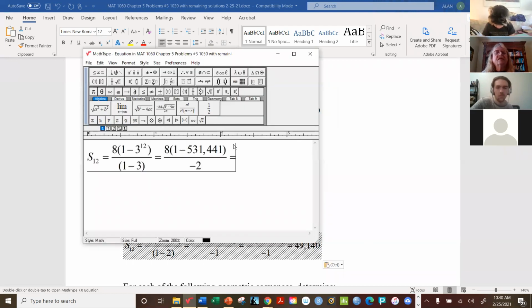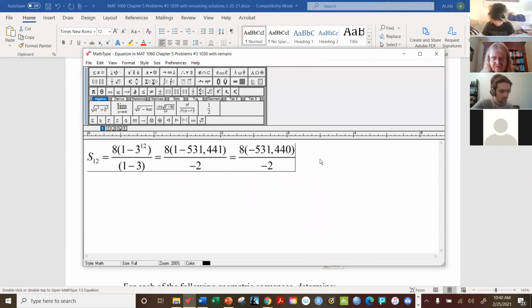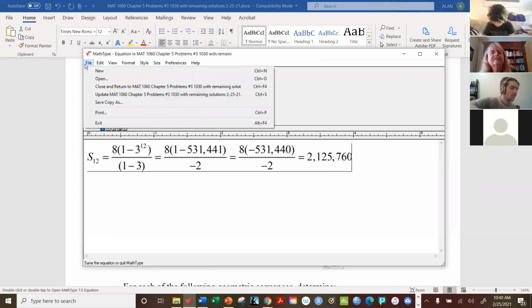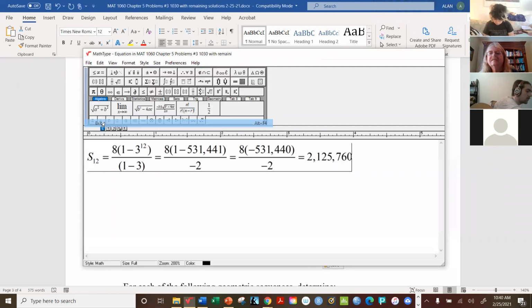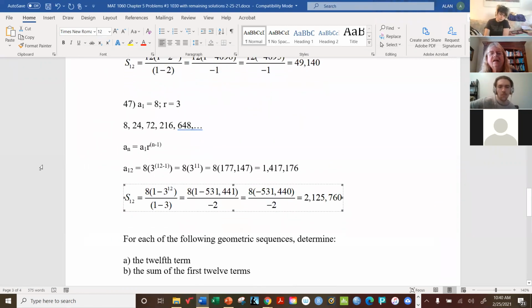So in parentheses, we now have negative 531,440 all over negative 2. So we're going to have 2 negatives that cancel each other out. We'll end up with a positive number, which is 2,125,760. Yeah, just as I thought, it's big. It's really big. All right, and so that one's done.